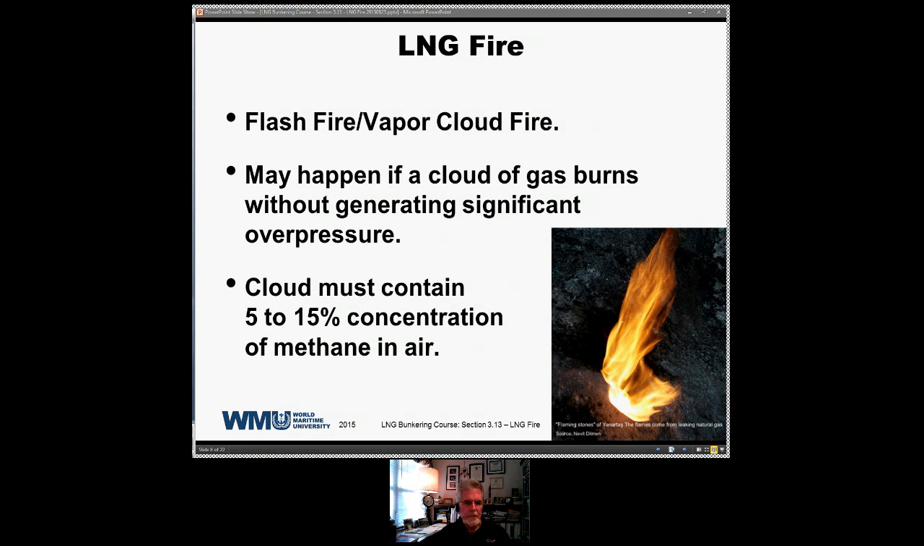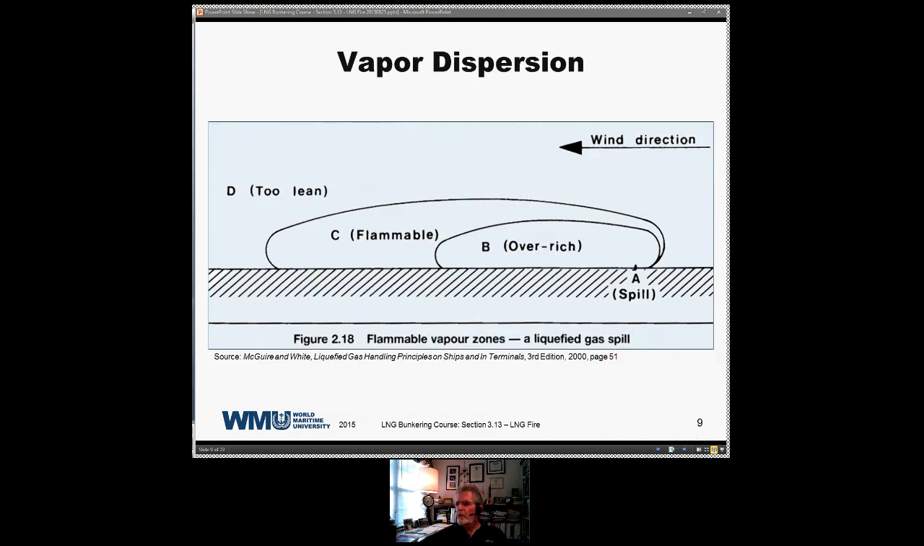Just as a reminder, we'll take a look at the vapor dispersion diagram. This is your vapor cloud. At point A, you have your source of the spill. Initially, the vapor is going to be in this area, area B, and that concentration is going to be too rich to support combustion. But as that cloud disperses, it's being moved by the wind direction. The wind is coming from right to left, and that cloud begins to disperse.